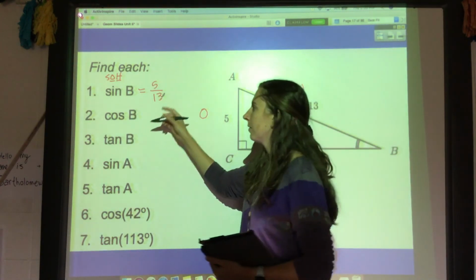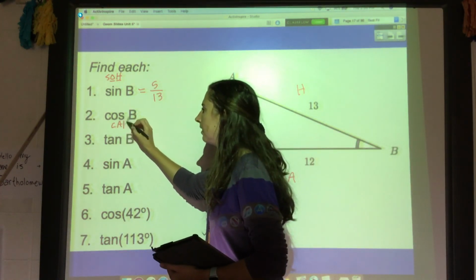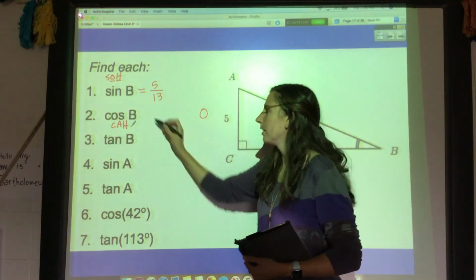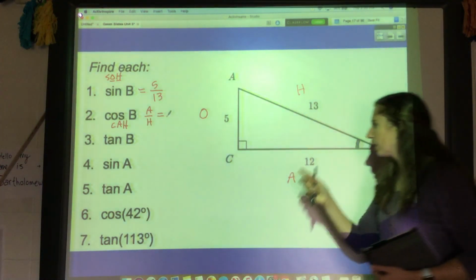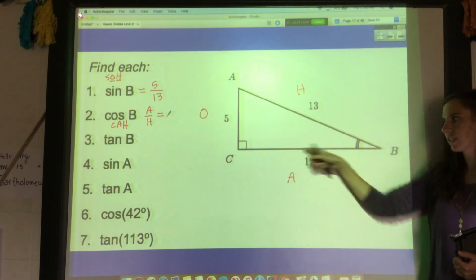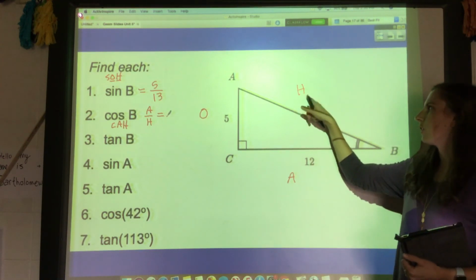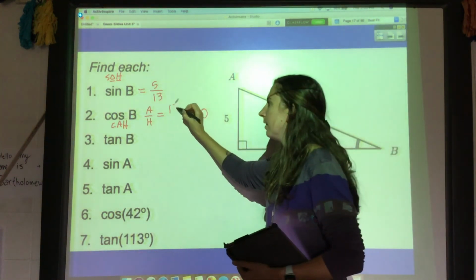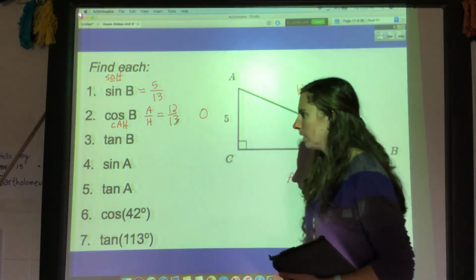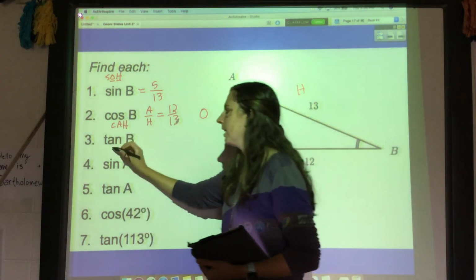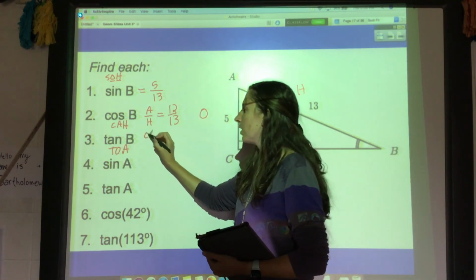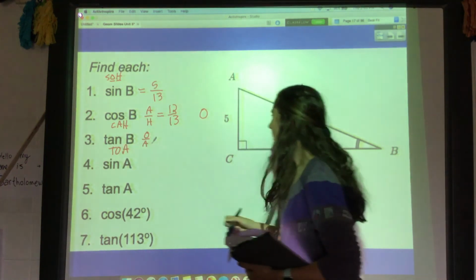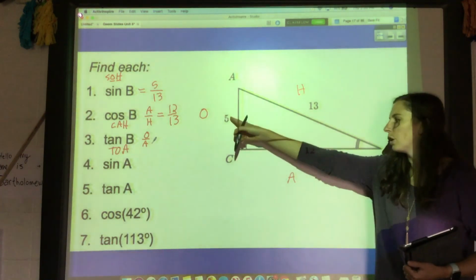If I want the cosine, that's CAH, adjacent over hypotenuse. If I'm looking at angle B, that would be the adjacent side, 12, over the hypotenuse, 13. If I want the tangent of angle B, that's TOA, opposite over adjacent. So opposite over adjacent would be 5 over 12.